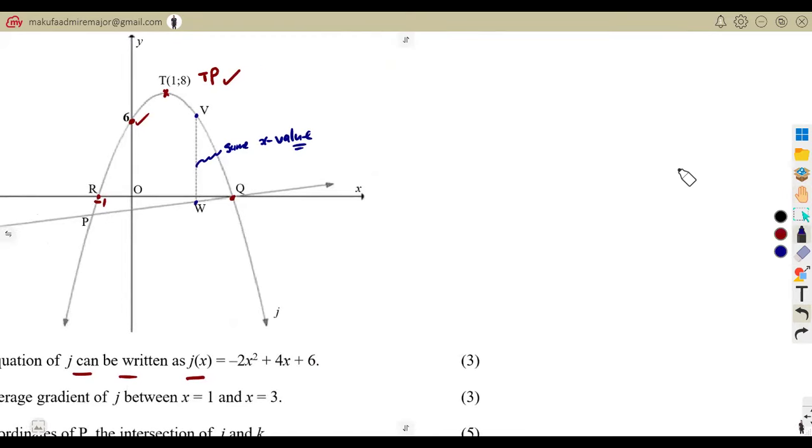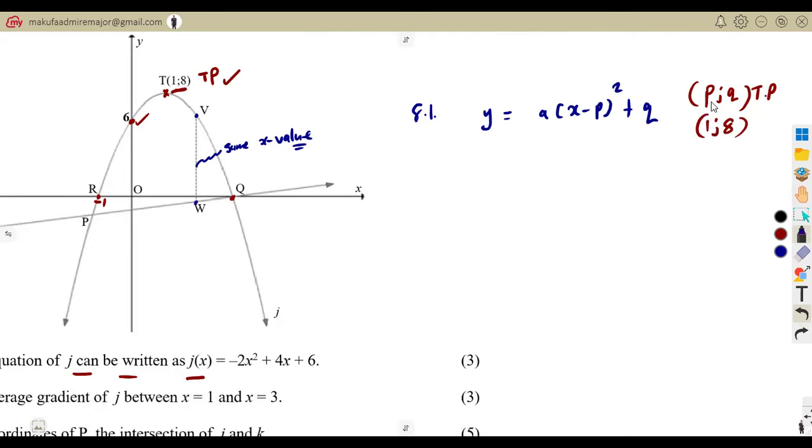Remember writing the equation of a parabola. There are so many ways, guys, that you can actually have this. But where you are given a turning point, you can write it in the form y is equal to a into x minus p squared plus q, where the turning point is (p, q). So in this case, our turning point is 1, 8. As you can see, here it's positive, but in the formula it's minus p.